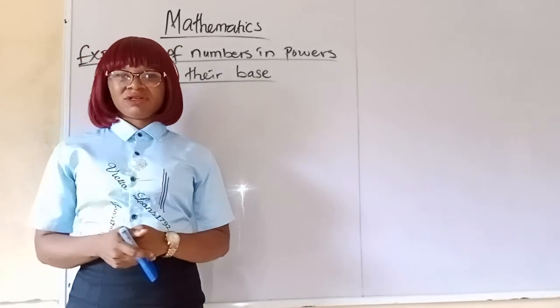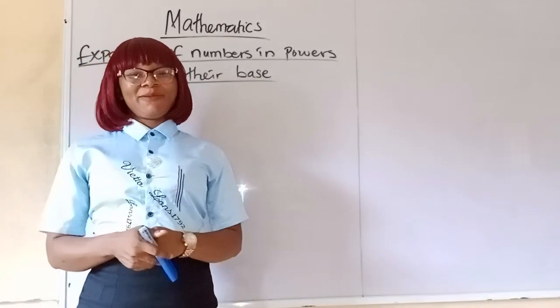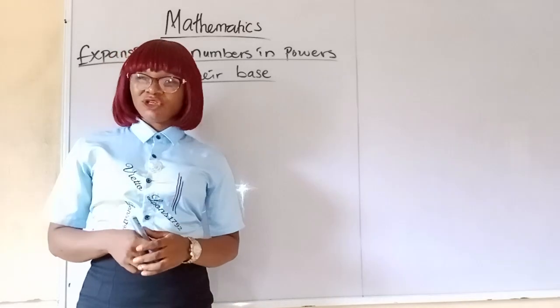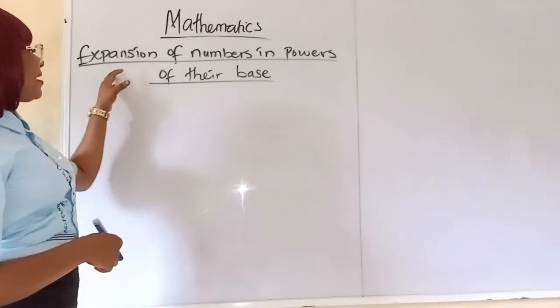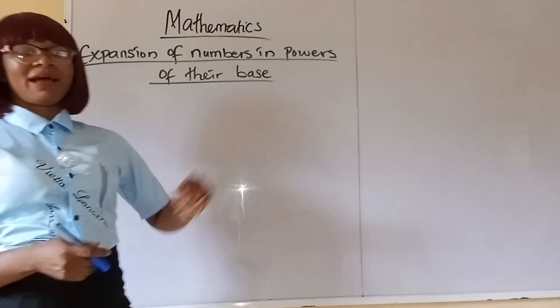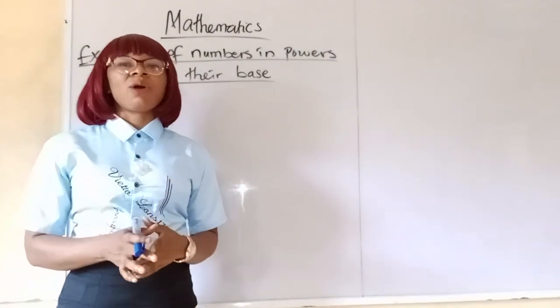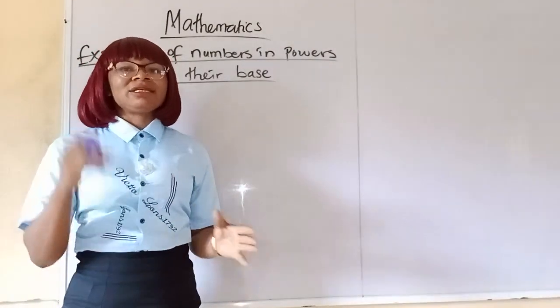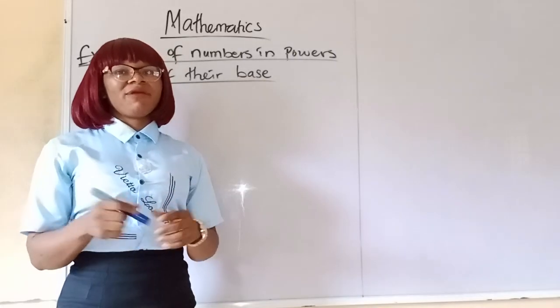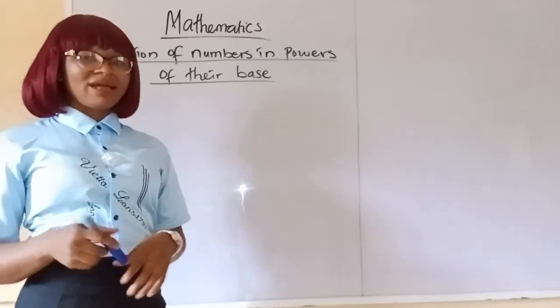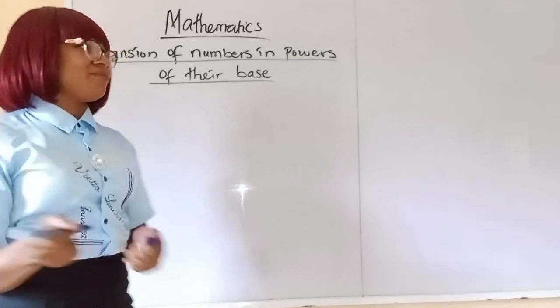There are many operations to carry out under number-based systems. The first one we want to look at is expansion of numbers in powers of their base. So we are going to look at how numbers can be expanded in powers of the given base. For example, if you are asked to expand the following numbers in powers of their base.